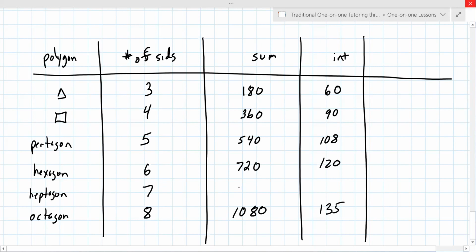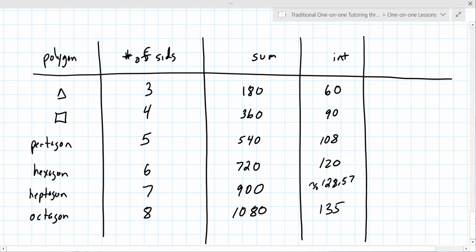7 sides. What do we got here? 900, and 900 divided by 7, I don't think is a nice number. That's why I didn't do this one. It's approximately 128.57. So what do you notice about the numbers in this column, Sourish?